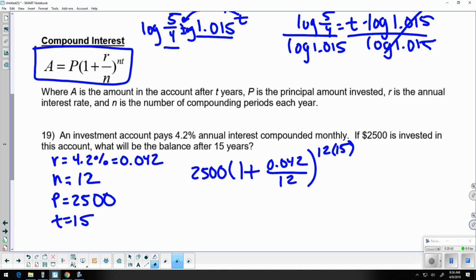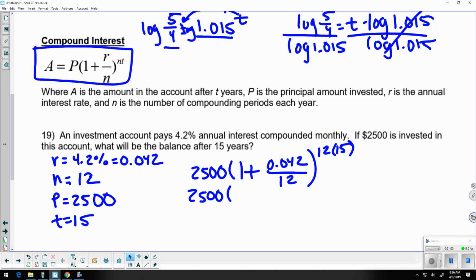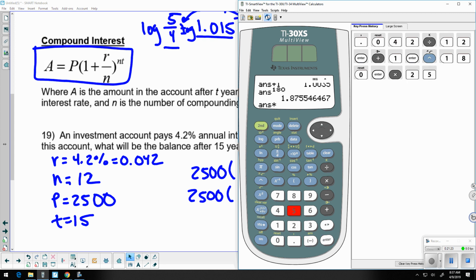Also working out inside parentheses here, I would probably go ahead and do 0.042 and divide that by 12, and then you're just going to be adding that to 1. If I add 1 to that, it's just going to be 1.0035. So we have 2,500, 1.0035 is inside, and again, 12 times 15 is just simply going to be 180. Next thing you have to do is the exponent. I want to take this answer, raise it to the 180th power, which I know sounds crazy, but it's actually not that much since it's only 1.0035. And now I want to times that by 2,500.